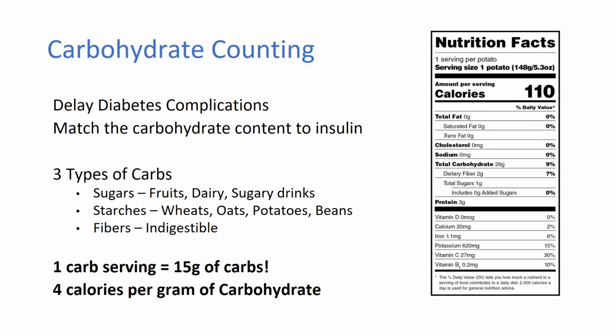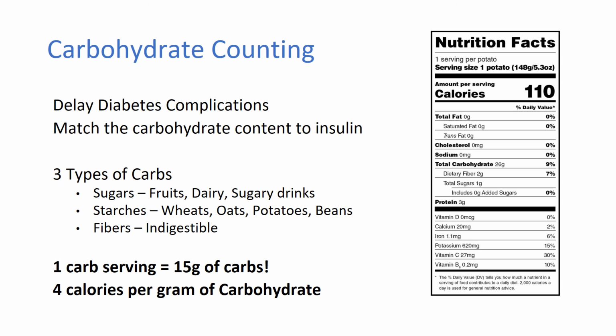So I mentioned counting carbs before, and the reason why this is highly recommended is because it can delay complications from diabetes. And you can then match the amount of carbs you're eating to insulin to have better overall control. Generally speaking, there's three types of carbs. You have your sugars, which are your fruits, and then you have dairies and sugary drinks. You have your starches, so wheats, oats, grains, potatoes, beans, peas, all that good stuff. And then in some of your vegetables, you also have fiber, which is indigestible. So it's not really providing any calories, but it does help to provide better control.